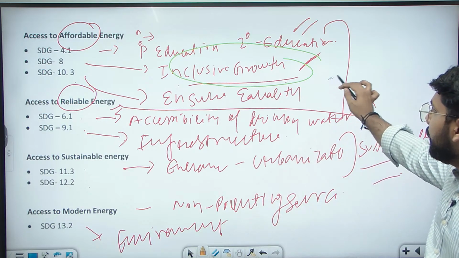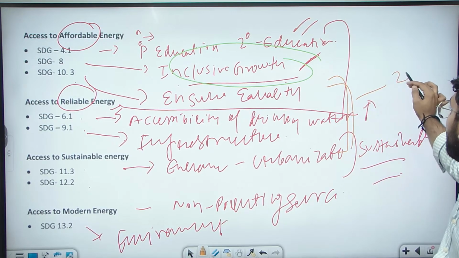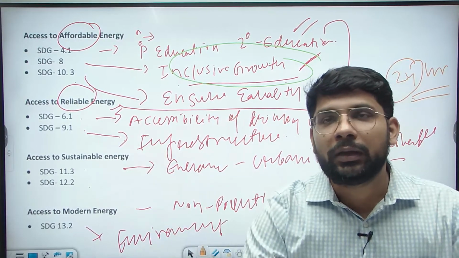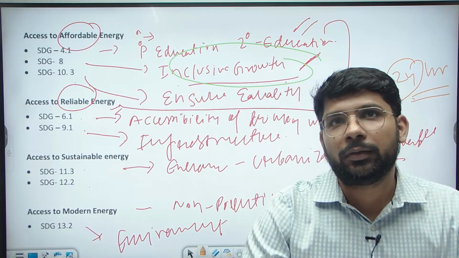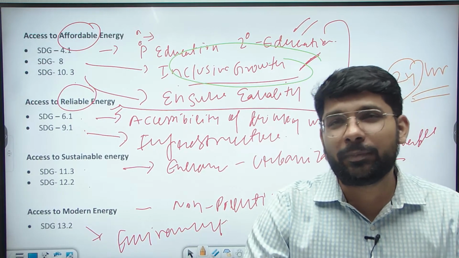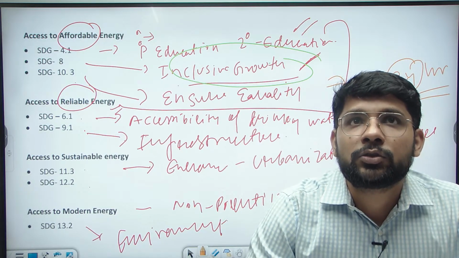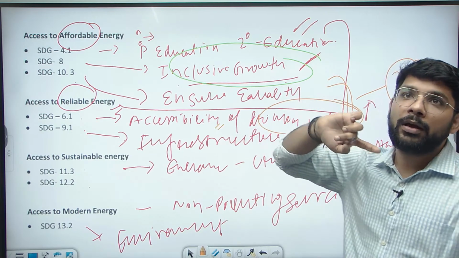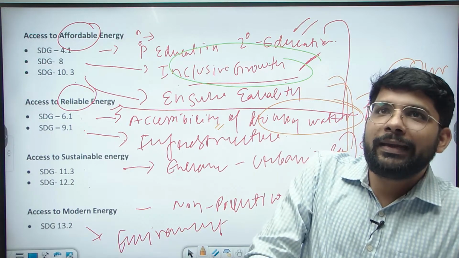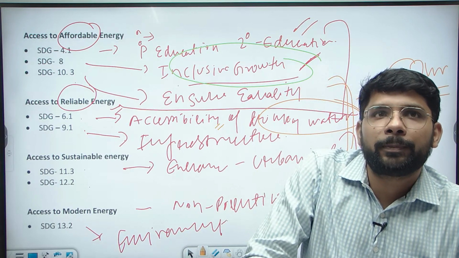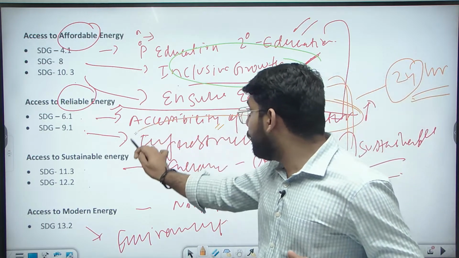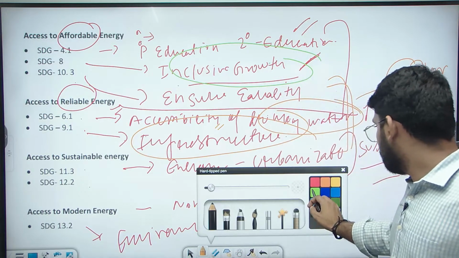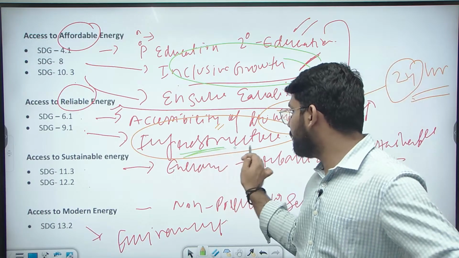Access to reliable energy means it is available to everyone for 24 hours. Reliability means it should not be available for only 1 hour in the rural area and 24 hours in the urban area. It should be available for 24 hours in both urban and rural areas. SDG 6.1 is about accessibility to drinking water. If energy is available in urban and rural areas, it is easy to fetch drinking water. It also helps in the formation of infrastructure, since reliable energy means we can depend on the infrastructure as well.